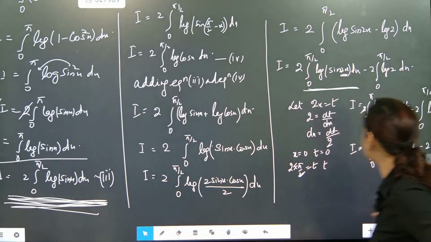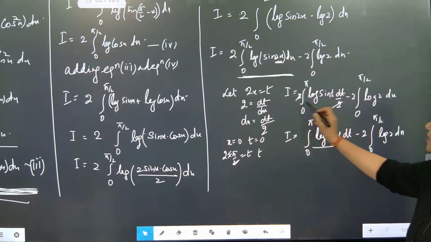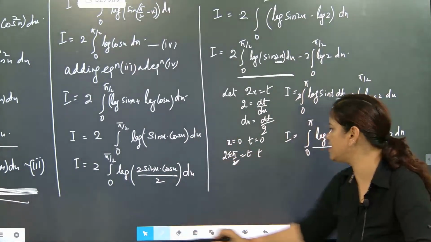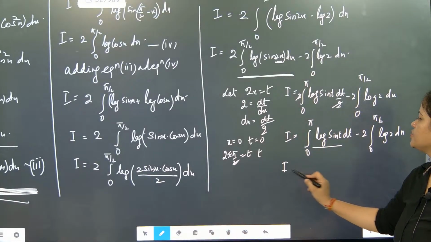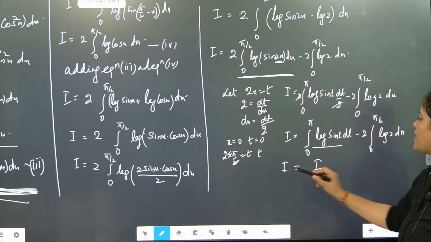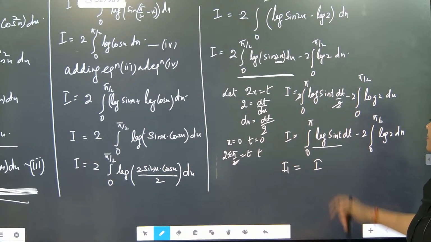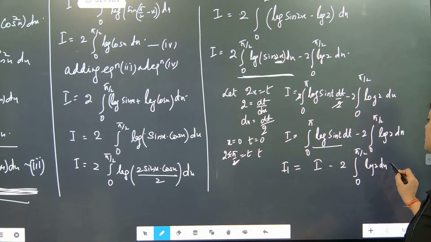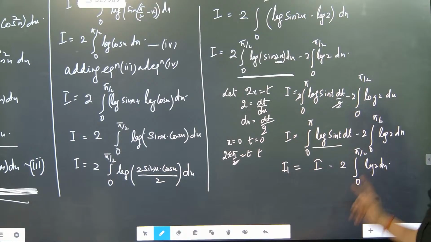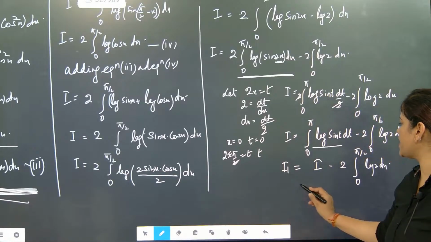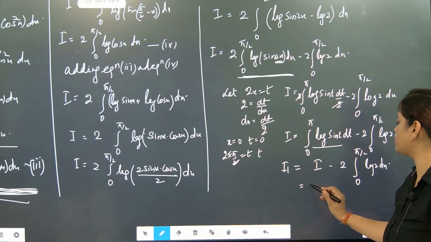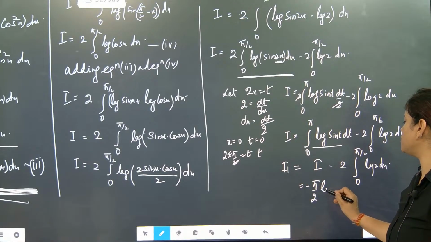So here this part is coming as I. First I'll shift it to that side, and this side will become I. Look here, this and this got cancelled. Using equation 3, this part will become I. So I is equal to this part I1, which is coming as I, minus 2 integral 0 to pi by 2 log 2 dx. And after solving, we know that part is coming as minus pi by 2 log 2.